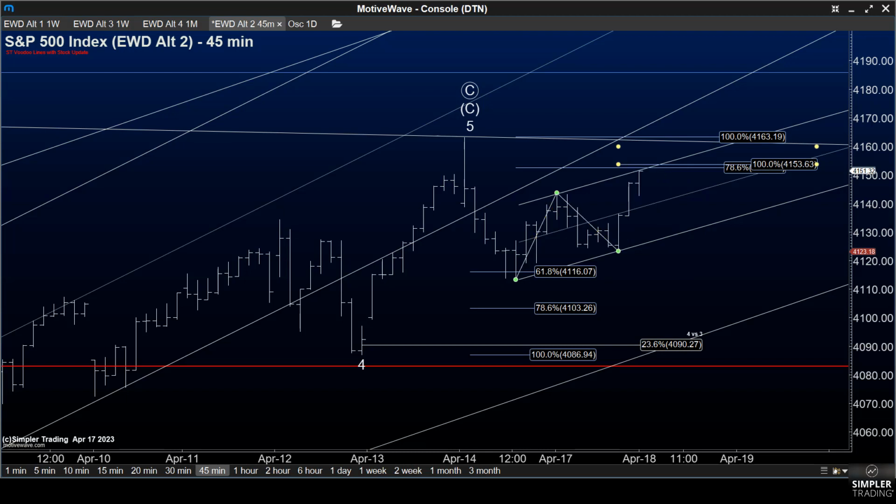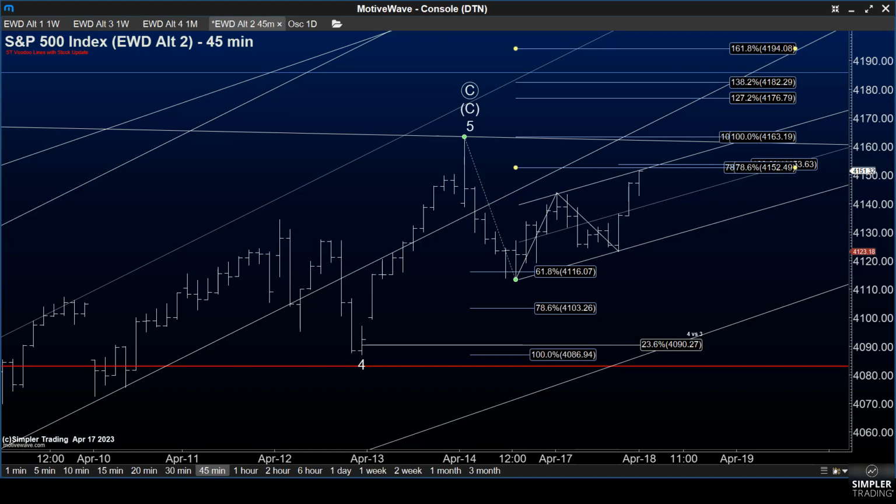If instead we keep going up, then we know the target one, we just don't know whether we're going to continue down lower first. Target one on a continued move up is going to be 127.2% at, call it roughly 41.77, and the 161.8% at 41.94. So getting and holding above this upper channel line tomorrow would argue towards that 41.77 and then 41.94 levels as target one and target two.